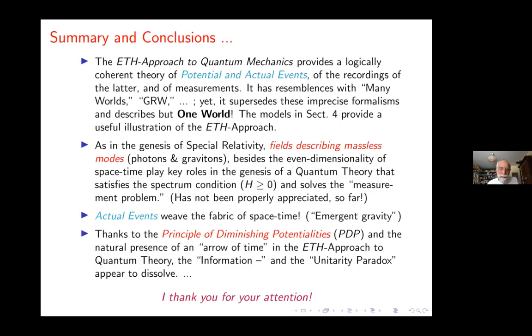As in the genesis of special relativity, fields describing massless modes, photons and gravitons, appear to play a fundamental role in quantum mechanics, because it's thanks to the existence of massless modes that we can derive the principle of diminishing potentialities. So I think this is a sort of important insight. If the world consisted just of massive modes, we would never solve the measurement problem of quantum mechanics. The fact that the world becomes classical, looks classical, has something to do with the existence of light and of gravity.